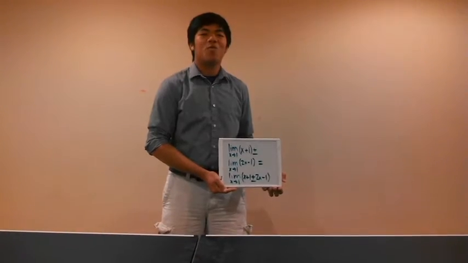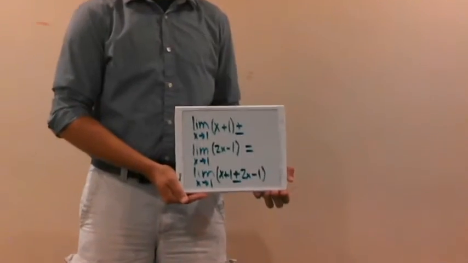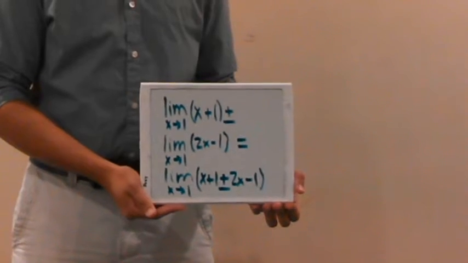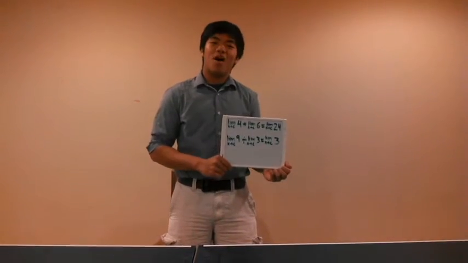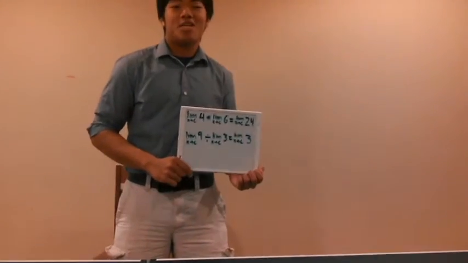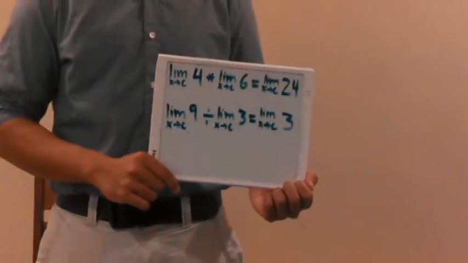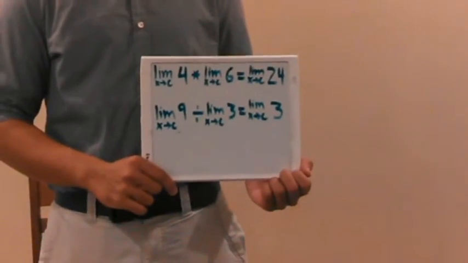Here are some various properties that can help you in your daily life. Some of these include the sum and difference rule, where you can add and subtract limits like numbers. Also, the product and quotient rule. These let you multiply and divide limits, just like you multiply and divide numbers.